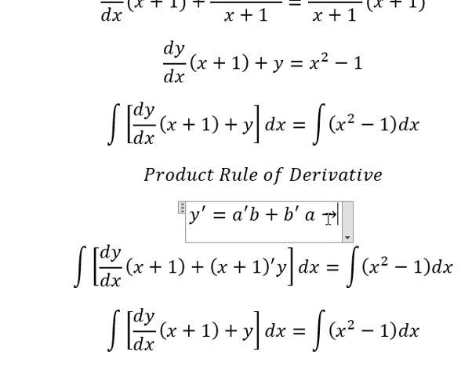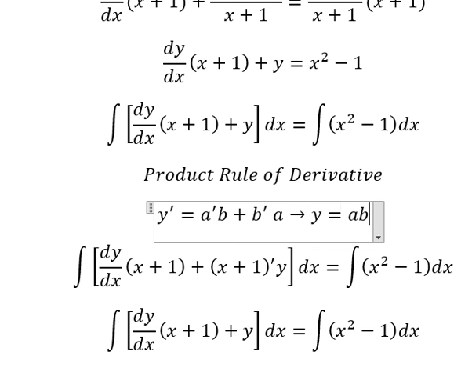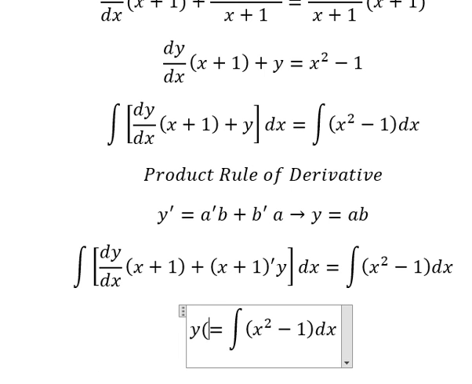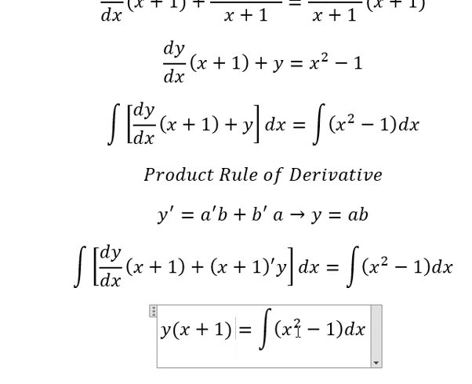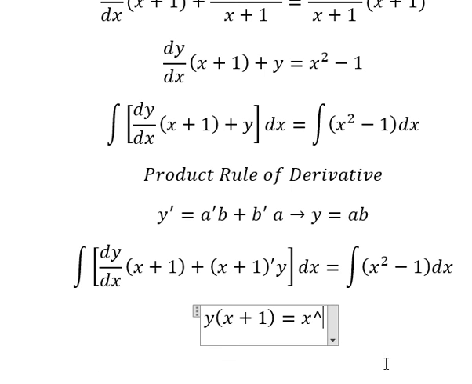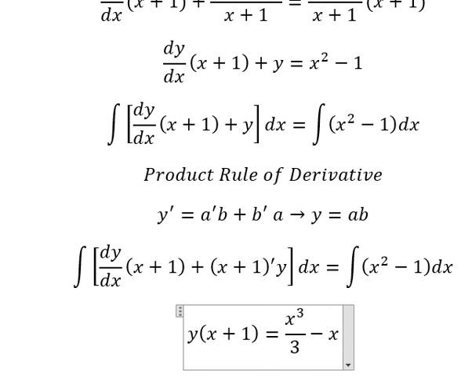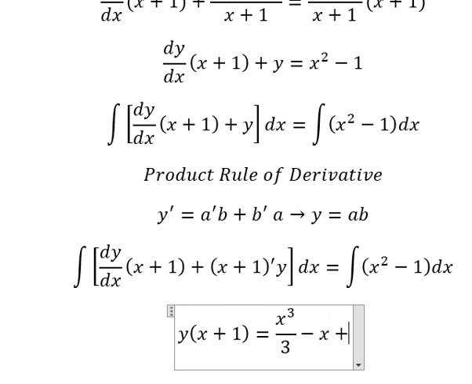So the integration of this one, we have y equals ab. So the integration of that one, we have y multiplied by s plus 1. The integration of s squared, we have s to the power of 3 over 3. Number 1, that is about s, and I will put c.